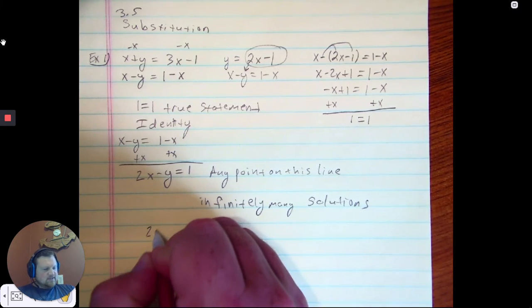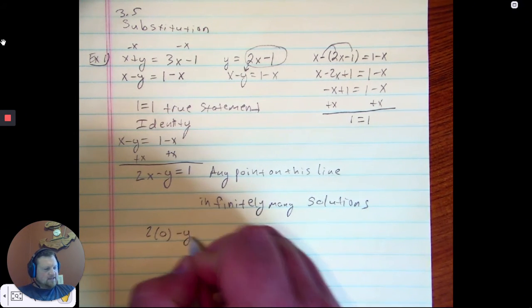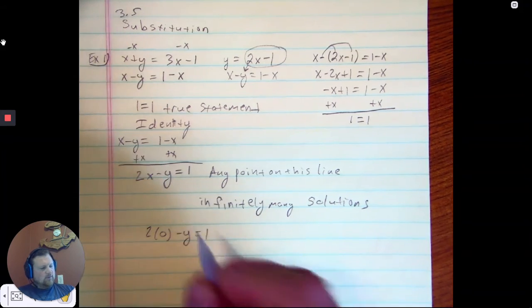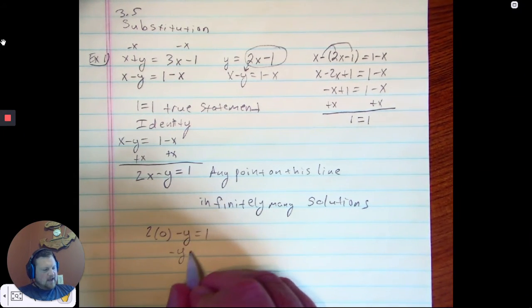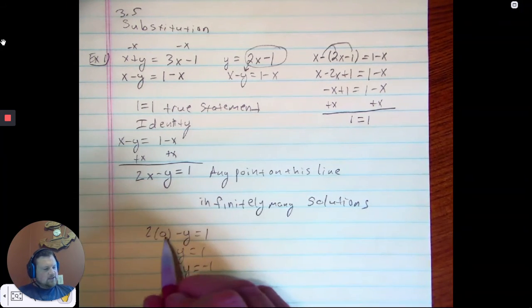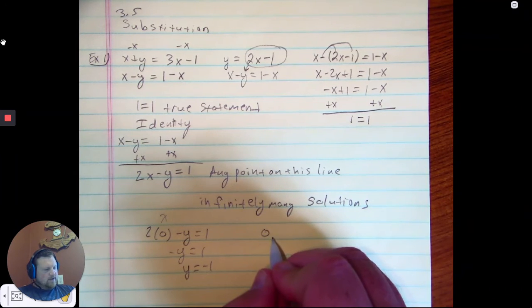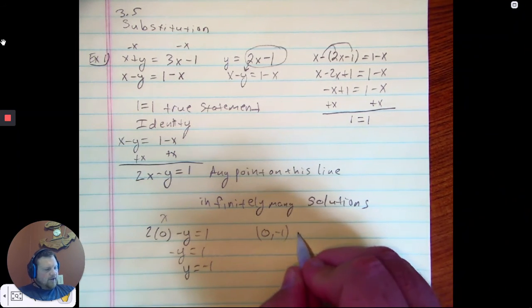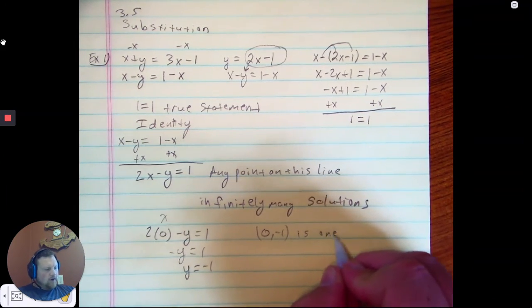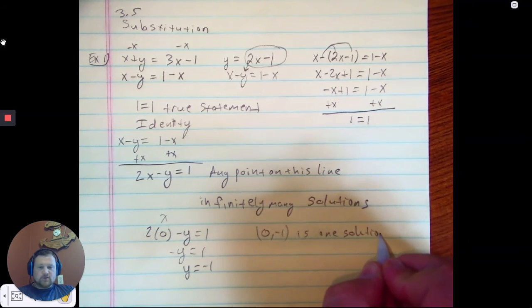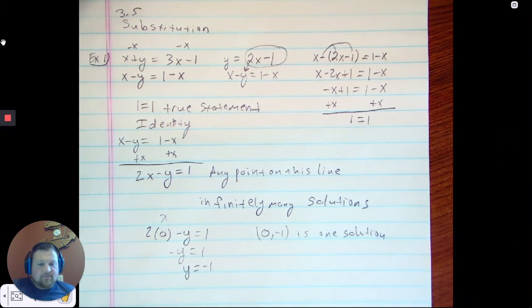So for instance, 2 times 0 minus y would have to equal 1. Well, that would be 0, so negative y would have to equal 1, so y would equal negative 1. So that would mean our x value was 0 and our y value is negative 1. So (0, negative 1) is just one of those solutions, but there are an infinite number of solutions.